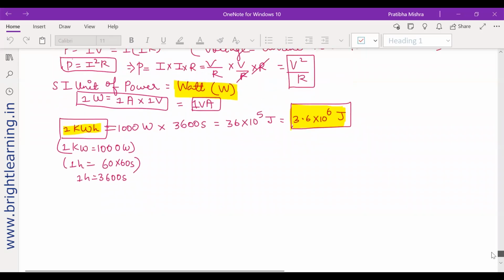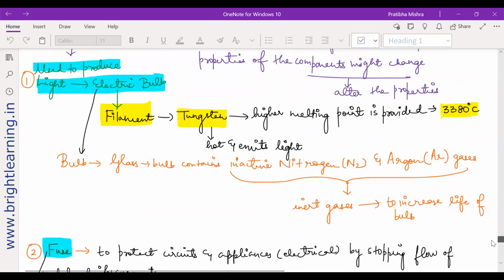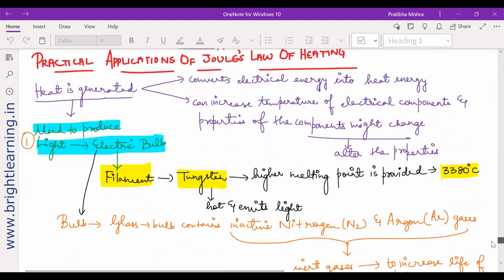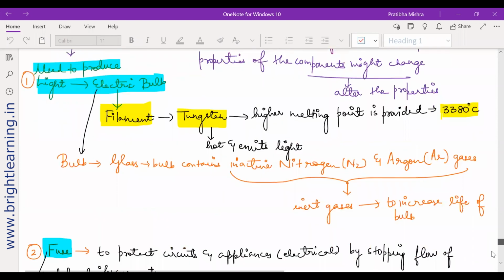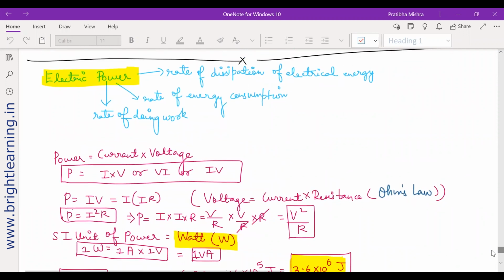Let me tell you, these are the things that we did. Okay. I have written it, I have underlined it. We finished the application part of Joule's law of heating. We also studied how the electric power can be denoted in various forms with respect to the formulas as well.